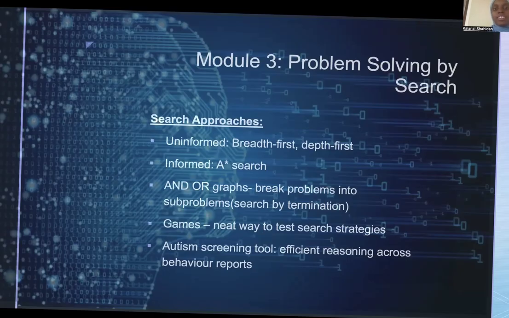Then we also have the AND-OR graphs. These break problems into sub-problems. They also search by termination. In the AND-OR graphs, all sub-problems will be AND, like you might need to solve all sub-problems, that is AND. Then OR will be like you get just one of those many problems and solve it, but you will also solve the others, but you have to first get one of those problems and solve it. That is what the OR is about.